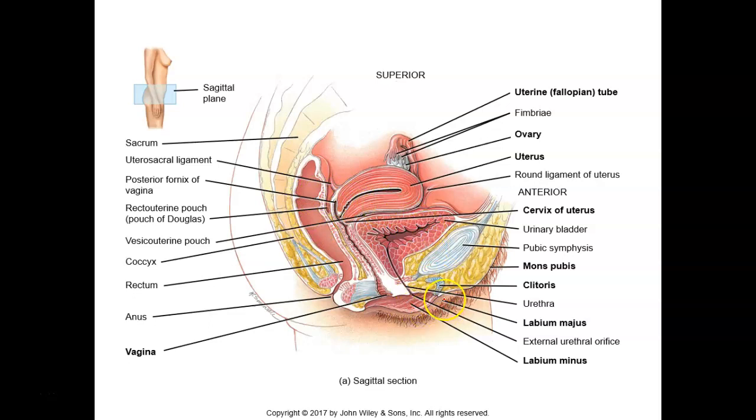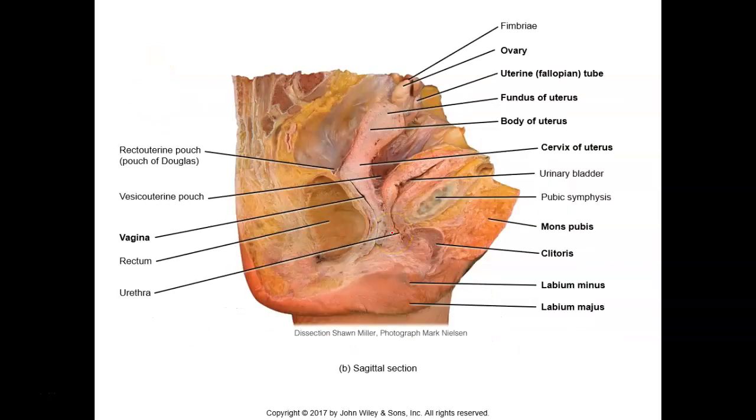Some different structures out through here: the labia, the clitoris. Here again, for reference sake, is the pubic symphysis. We're going to take a look at some different images, some different structures of this anatomy, and of course we're going to be looking at the gross anatomic model of it. Here's the bladder. Here's the uterus.